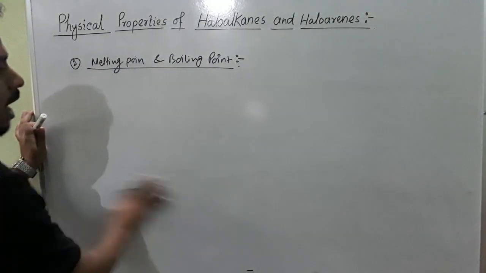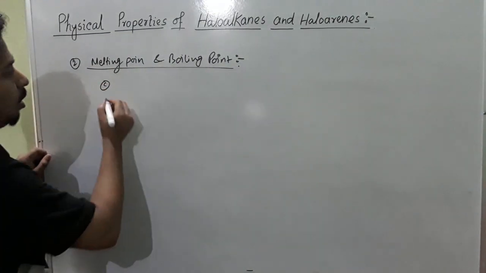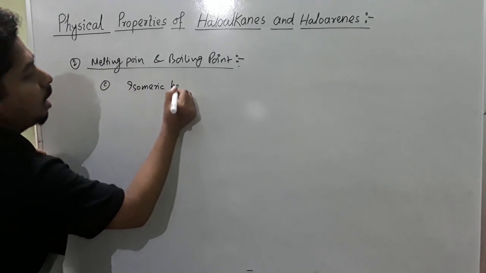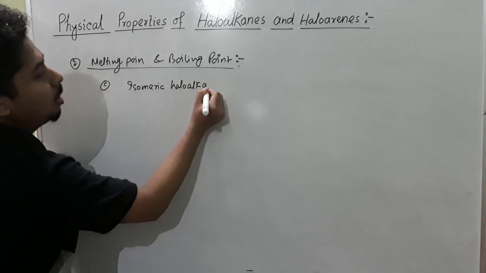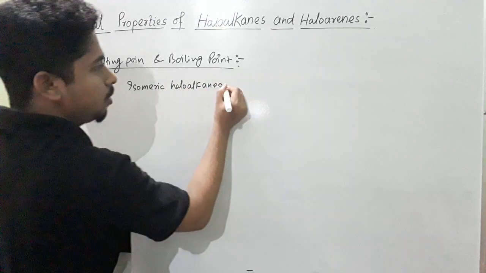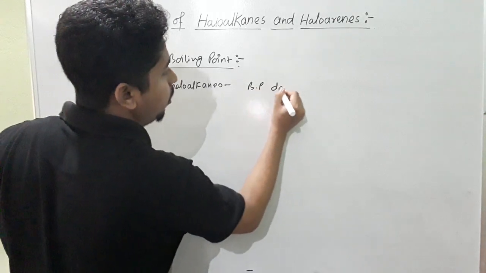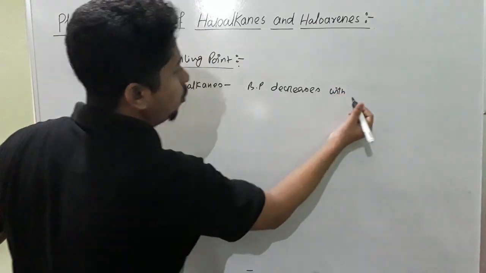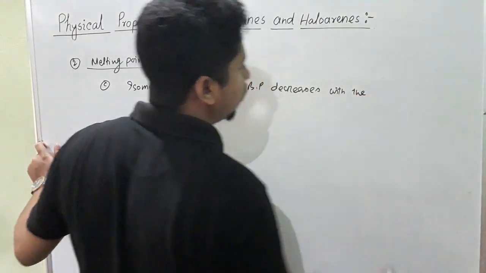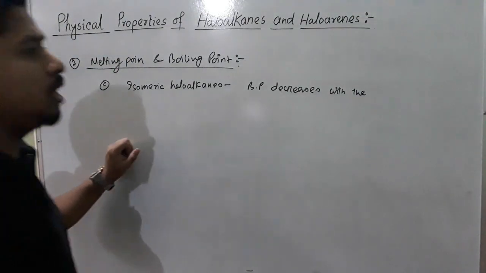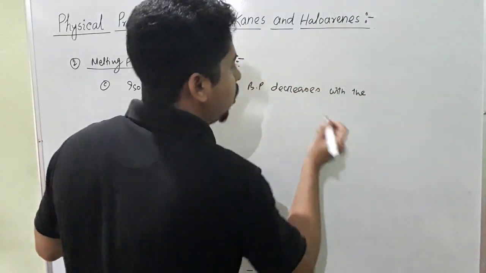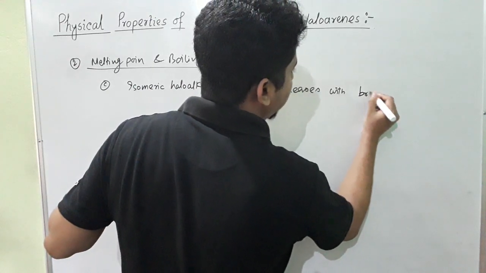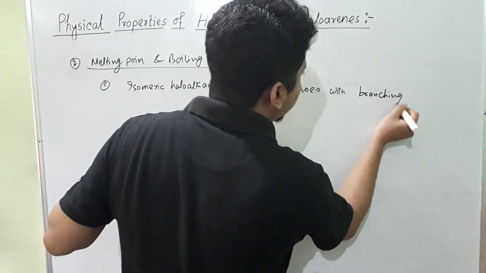Okay. For isomeric haloalkanes, point C, boiling point decreases with the increase in branching. With branching, it decreases.